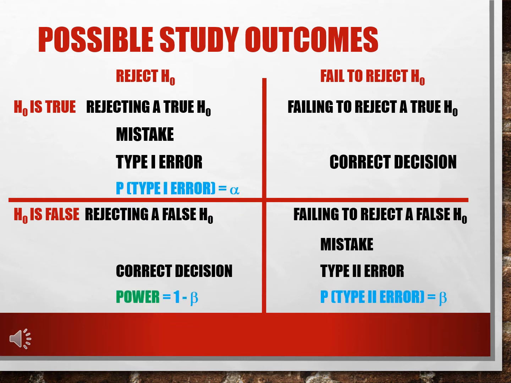The probability of a type 1 error is called alpha. Alpha is also the size of the critical region. The probability of a type 2 error is called beta. And the opposite of beta, when we reject a false null and we make a correct decision by rejecting the null because the null is false, we call that power. Power is equal to 1 minus beta.